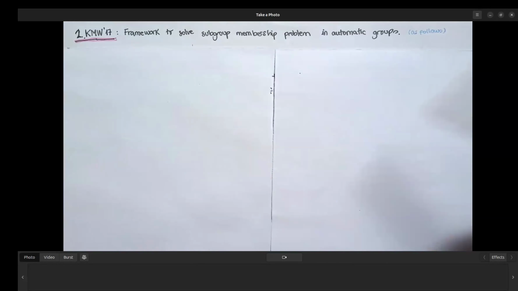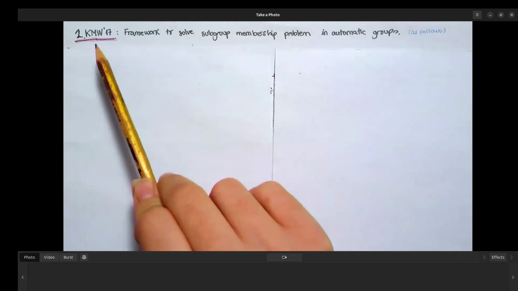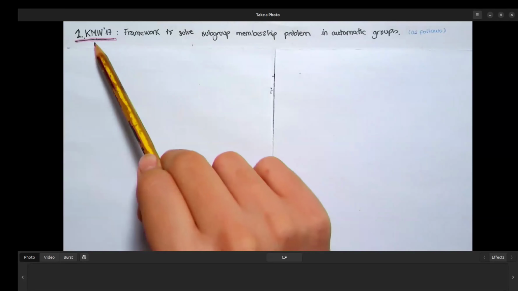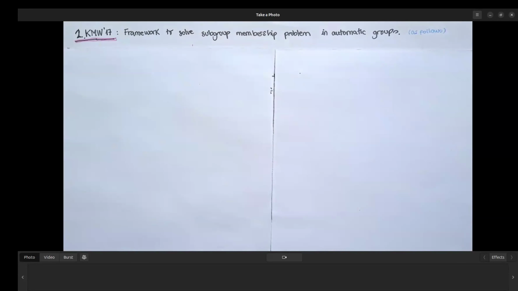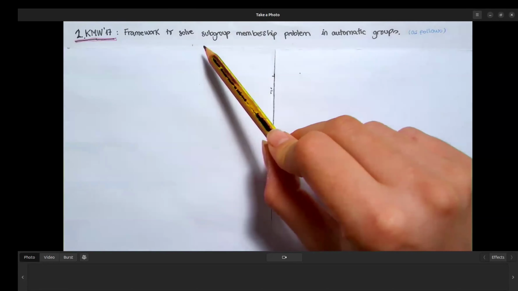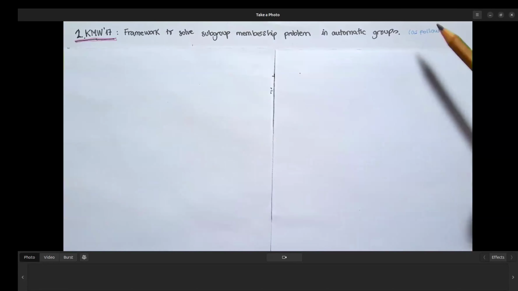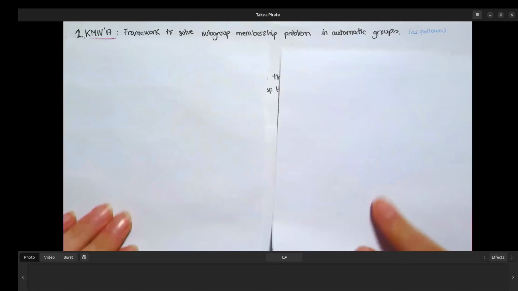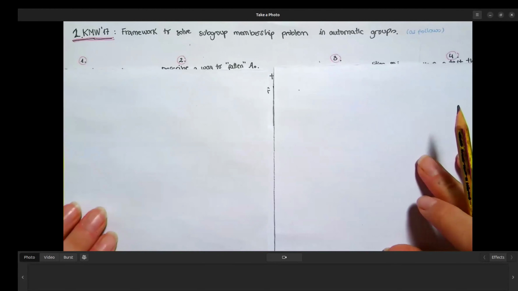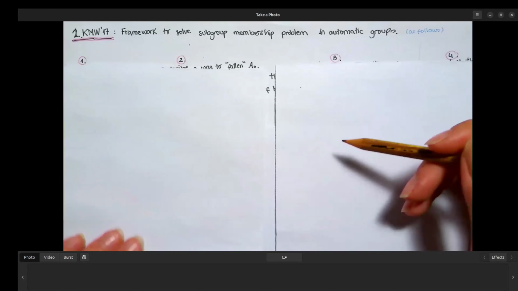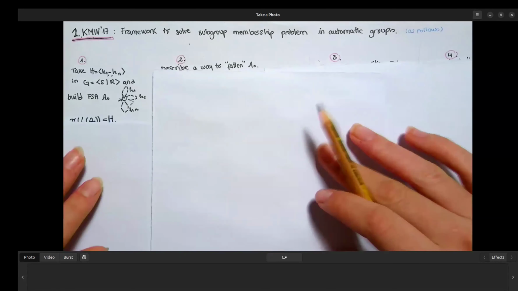So the second part of the talk involves understanding, at a high level, a work by Kharlampovich, Myasnikov, and Weil in 2017, where they developed a framework to solve the subgroup membership problem in automatic groups. And this framework is made out of four ingredients that I'm going to be explaining to you in a second.